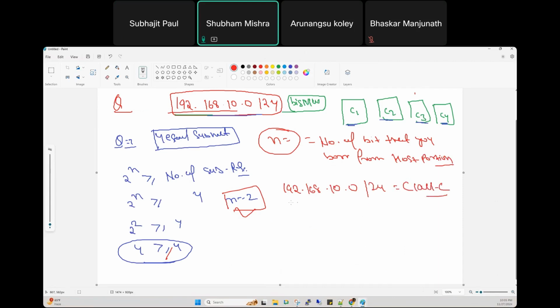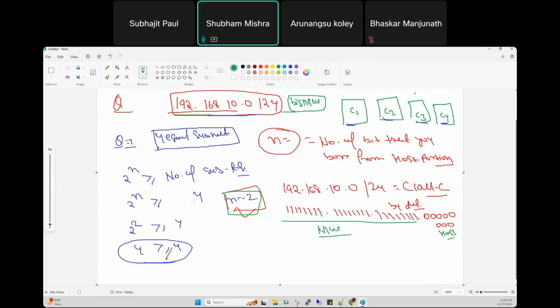For class C, how can you write the subnet mask? 8 ones, 8 ones, 8 ones, and the last octet will be 0. That is the default scenario. Now what you get, n is equal to 2. It means 2 bits you are going to borrow from the host portion. That is the host portion and that is the network portion. Agree, everyone?